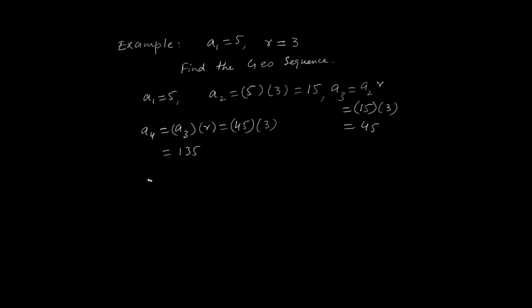So the geometric sequence is: the first term is 5, the second term is 15, the third term is 45, and the fourth term is 135, and so on. This is the first term, this is the second term, this is the third term, and this is the fourth term.